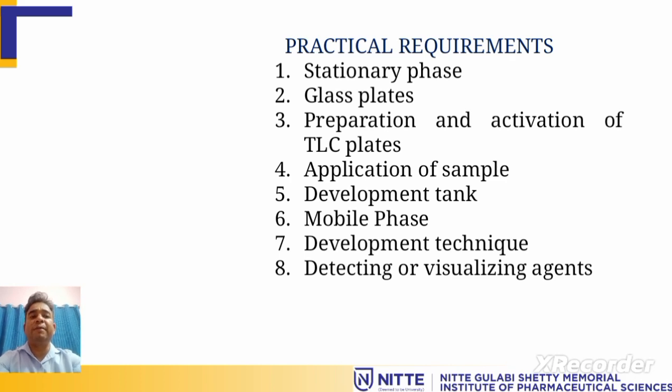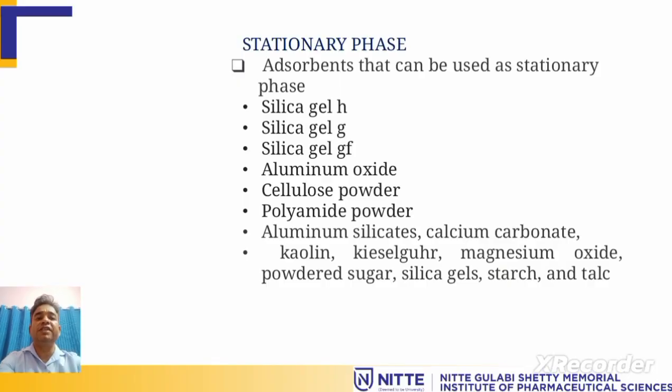So when we see the different types of stationary phase used in this, the different stationary phases are silica gel H, silica gel G, silica gel GF, aluminum oxide, cellulose powder, polyamide powders, aluminum silicates, calcium carbonate, kaolin, kieselguhr, magnesium oxide, powdered sugar, silica gel, starch, and talc. So when we look into the different types of stationary phase, they are even modified from the existing or naturally present silica, or they bring in a change depending upon the need of the separation.